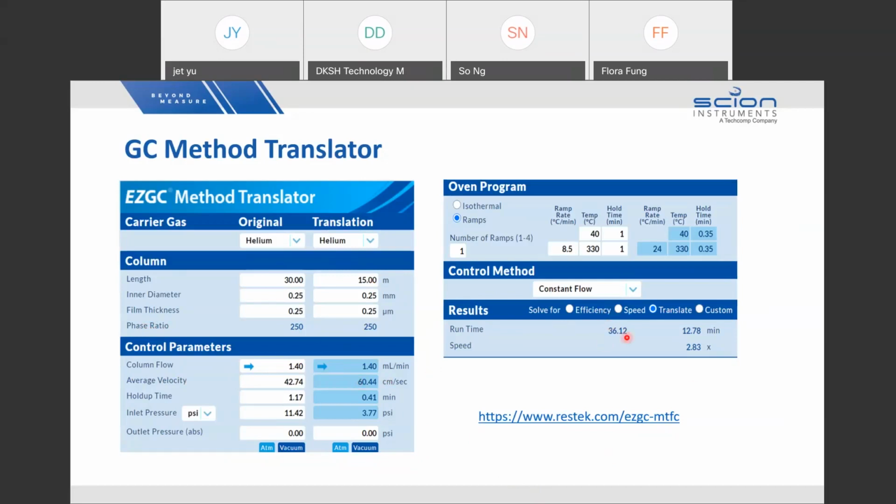So this is the original method, 36 minutes. Once you change the conditions, you reduce it to 12.7 minutes. Looking at the speed, it's 2.8 times faster. So this is free online software. You can visit anytime to do these calculations before you change the method.